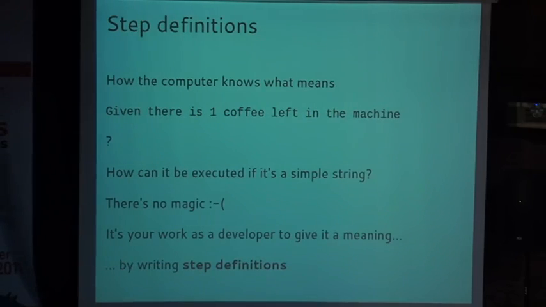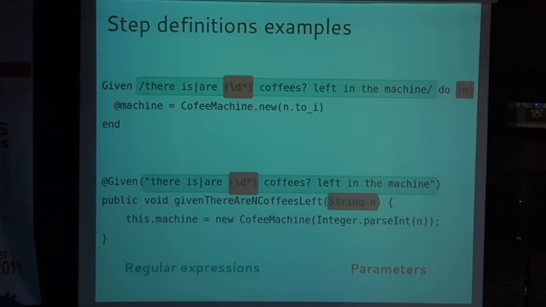So you are probably wondering how we get from these specifications to the code, how the computer knows what a step means. So the answer is that there is no magic yet, and it's your work as a developer to give any step a meaning. This is achieved by writing step definitions. The step definitions are code that responds to a step in Gherkin. Here we have two examples of step definitions. The first one is in Ruby, the second is in Java.